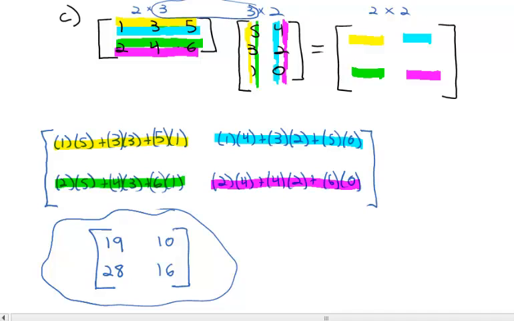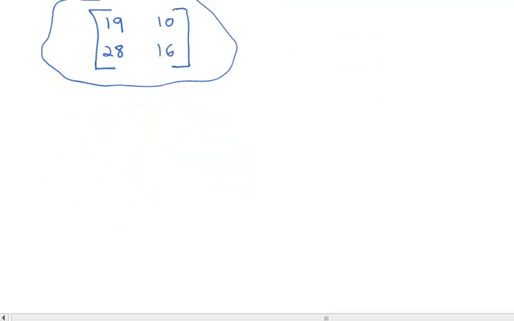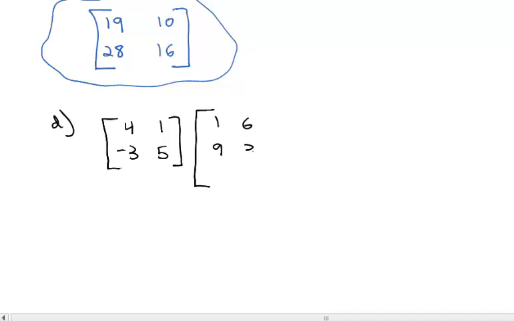Multiplying row by column, row by column. And once you get that pattern down, practicing a bit, takes a few steps, but it's quite an easy process. But you got to get that pattern, row times column, row times column. Let's try this one. Let's multiply 4, 1, negative 3, 5 by the matrix 1, 6, 9, 3, 5, negative 4.